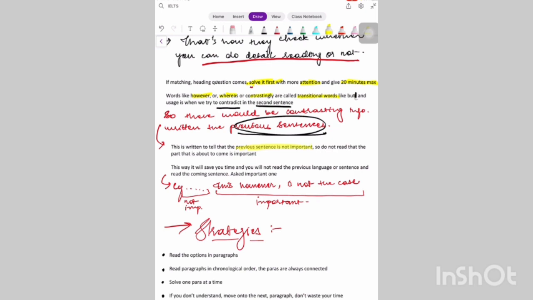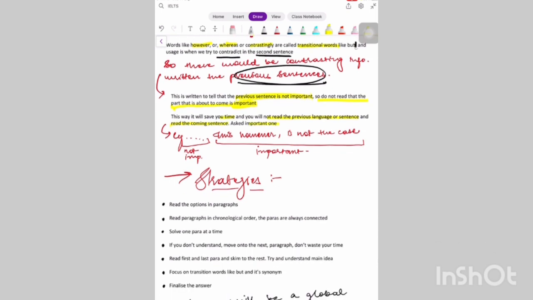Do not read the previous sentence part, but the part that is about to come is important. This way it will save you time, and you will read the more important sentence. Example: something something something. This however is not the case. So when it is not the case, why have they given this? Just to confuse you, and this is done in the first two lines also.